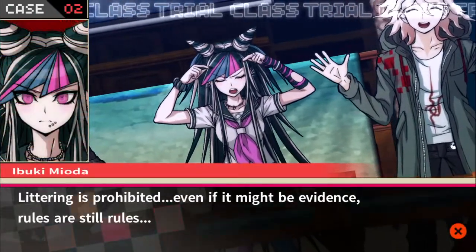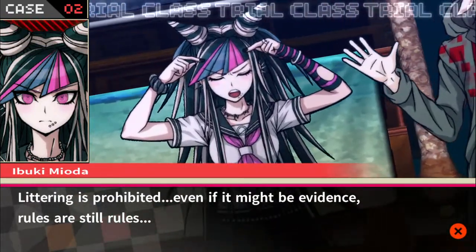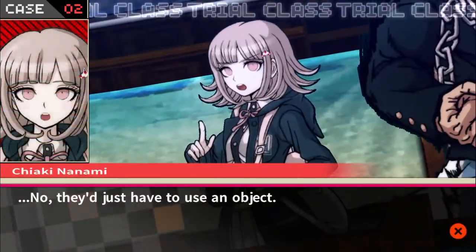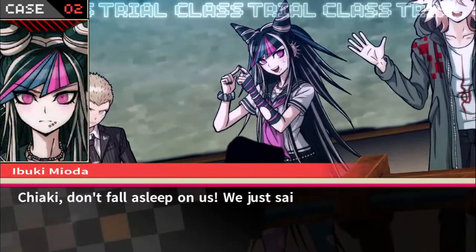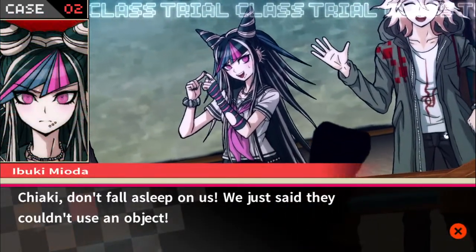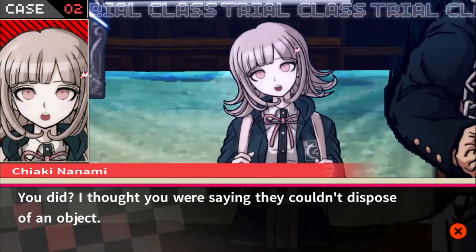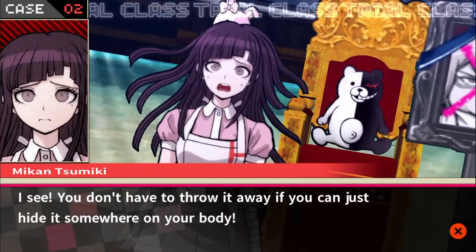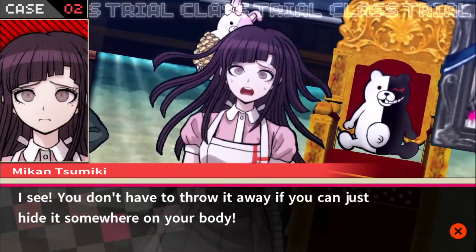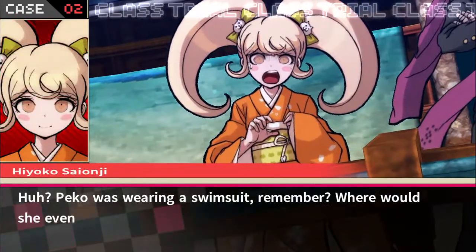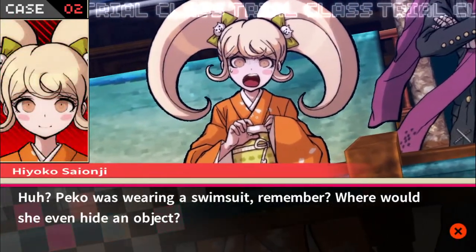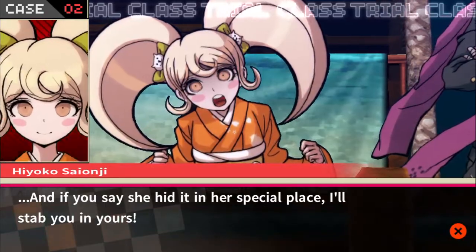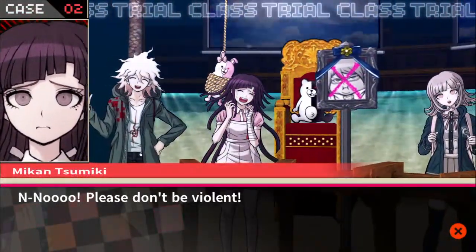Littering is prohibited. Even if it might be evidence, rules are still rules. You see? There's no way they'd be able to escape from that window. No, they just have to use an object. Chiaki, don't fall asleep on us! We just said they couldn't use an object! You did? I thought you were saying they couldn't dispose of an object. I see! You don't have to throw it away if you can just hide it somewhere on your body. Huh? Peko was wearing a swimsuit, remember? Where would she even hide an object? And if you say she hid it in her special place, I'll stab you in yours! No! Please don't be violent!